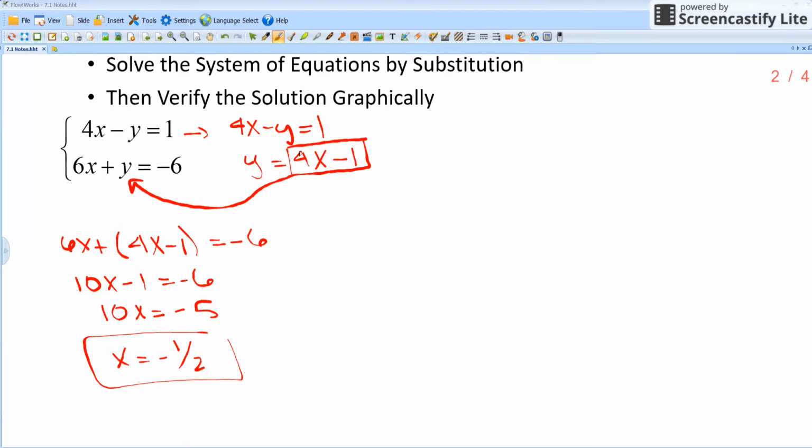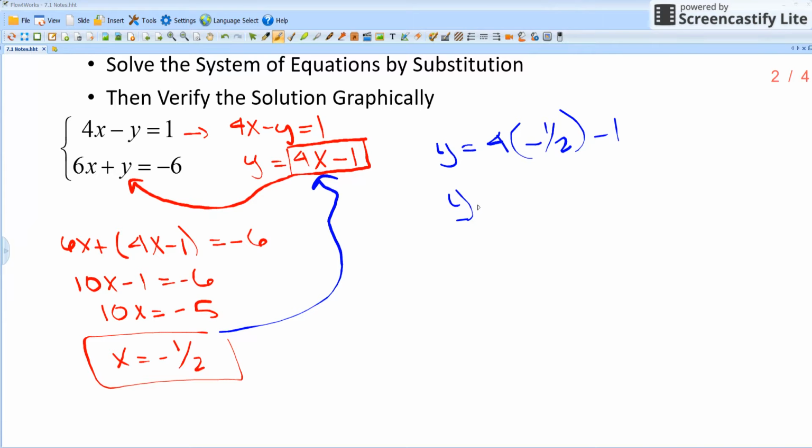So again, I'm just going to pick this one because it's already set as y equals. And since we're solving for y, having an equation that has y equals benefits us. So I'm going to substitute into this equation. So we'll have y is equal to 4 times negative 1/2 minus 1. That gives us y is equal to negative 2 minus 1. So y equals negative 3.